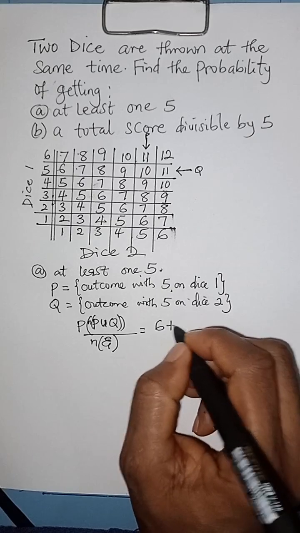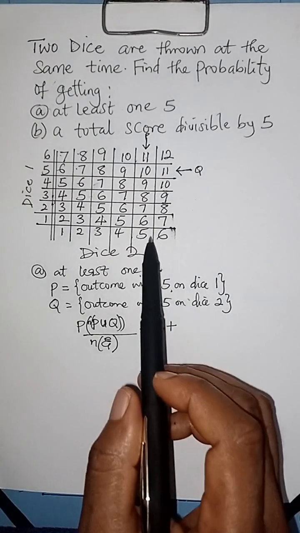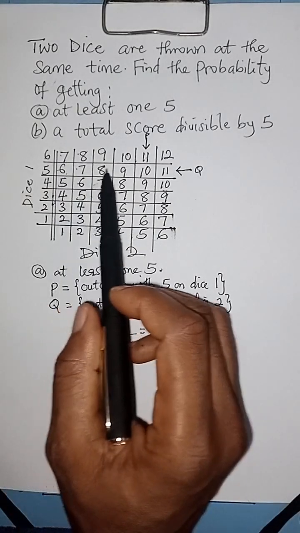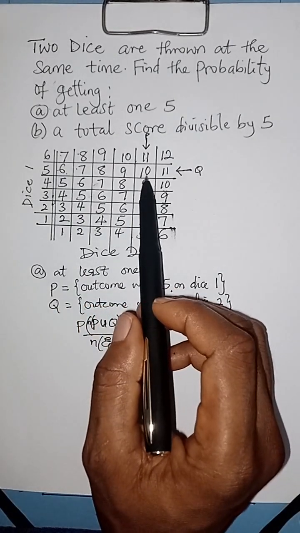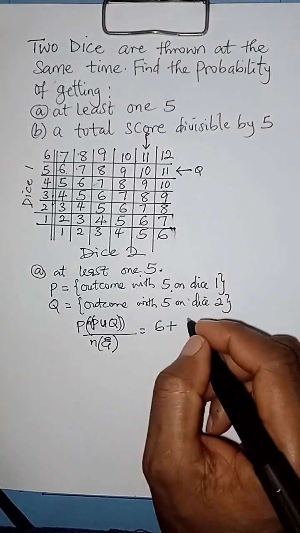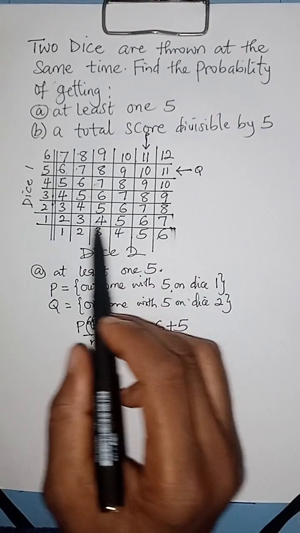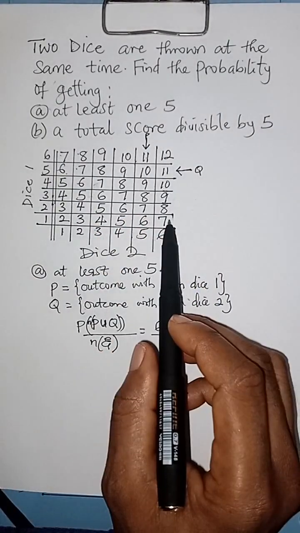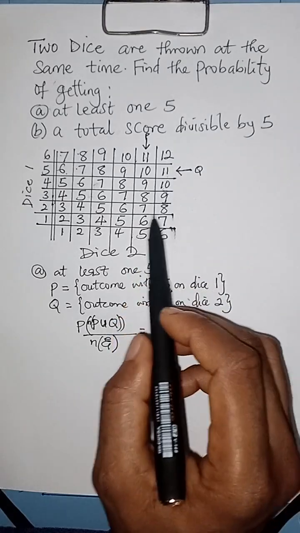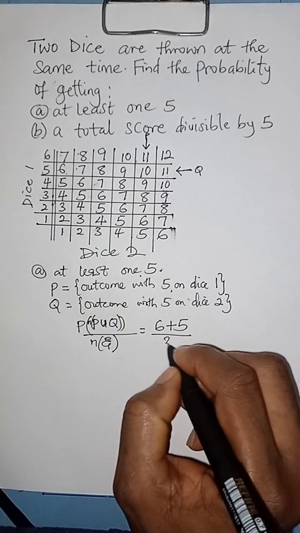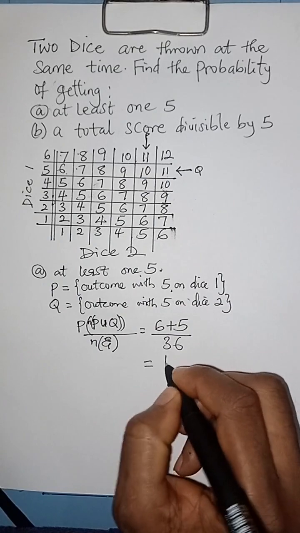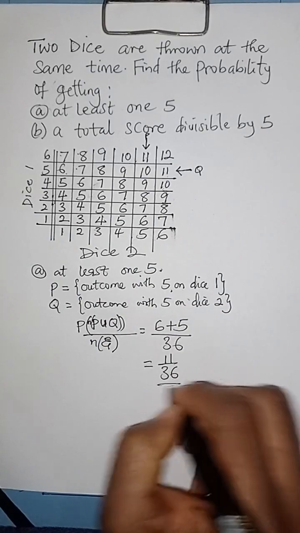union Q plus, then obtaining 5 on die 2: 1, 2, 3, 4. Now remember, we've counted this one, we're not going to count it again. So 5, divided by the sum of what you have here now. 1, 2, 3, 4, 5, 6, 6 times 6, 36. And so the answer to this question will be 11 over 36.